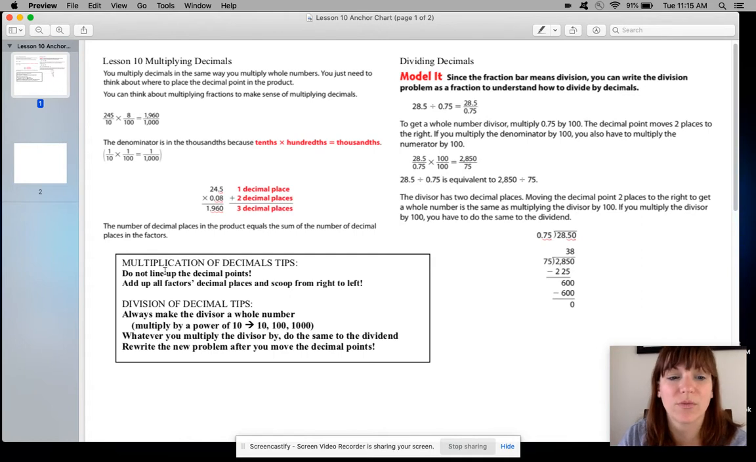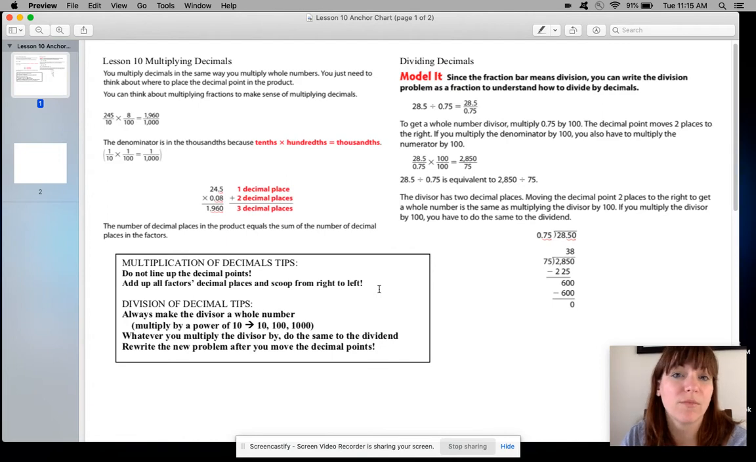So we want to make sure we're thinking about both of these processes and remembering to not line up decimal points when you're multiplying, and to add up the factors' decimal places and scoop from the right to the left to find that correct decimal placement.